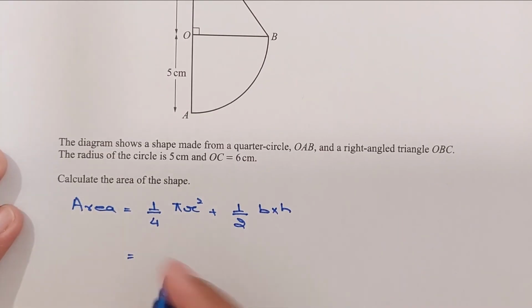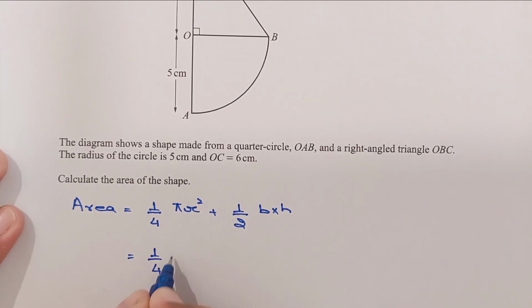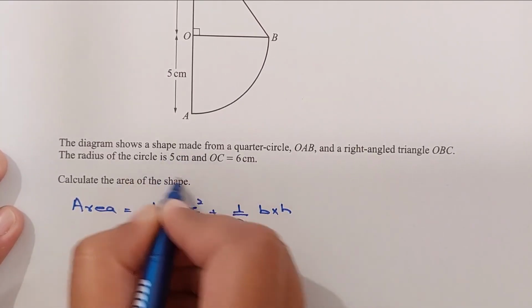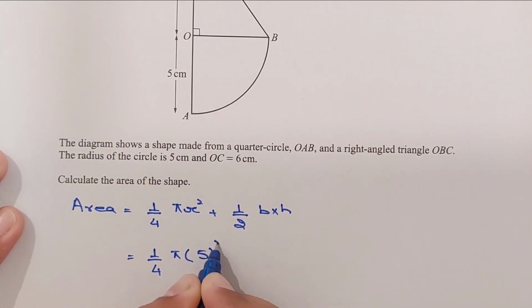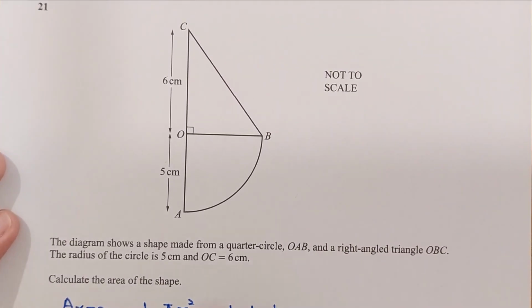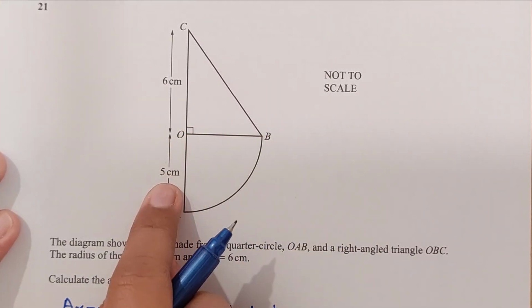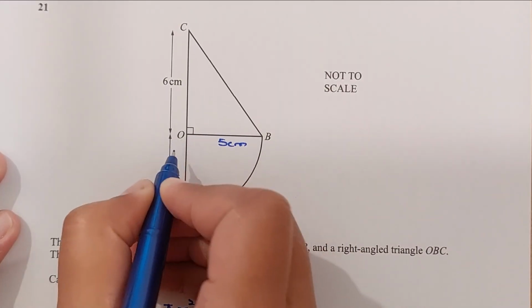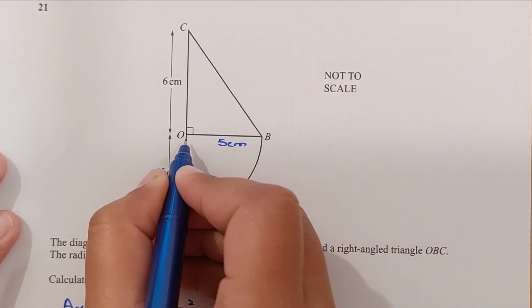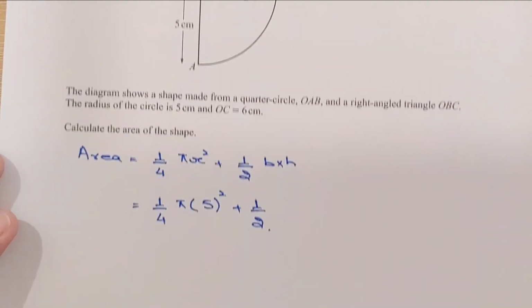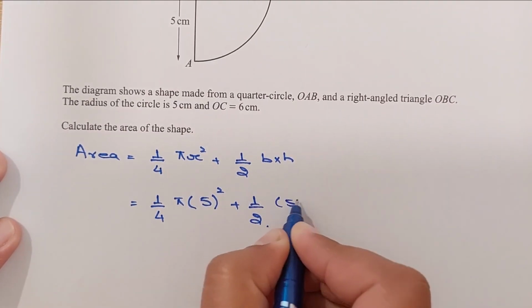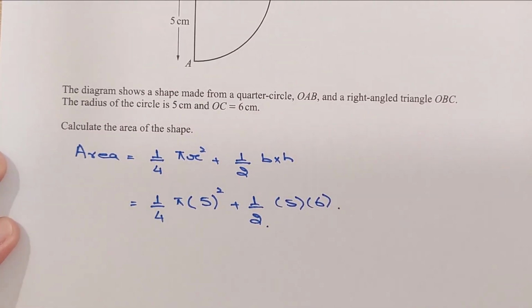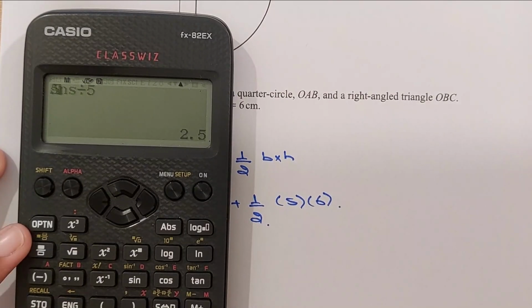Right. So for the quarter circle, we have 1 by 4 pi. The radius of the circle we have given is 5 centimeters. So we have 5 squared plus half base of the triangle. OB is the base, that is 5, because this is the radius of the circle, yes, 5, and 6 is the height. So 5 times 6. Let me calculate this. 5 times 6 divided by 2 is 15.